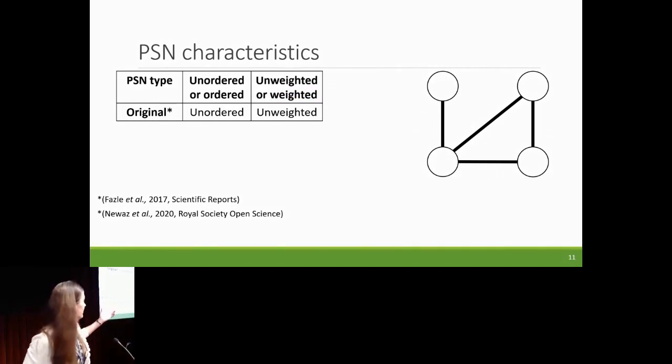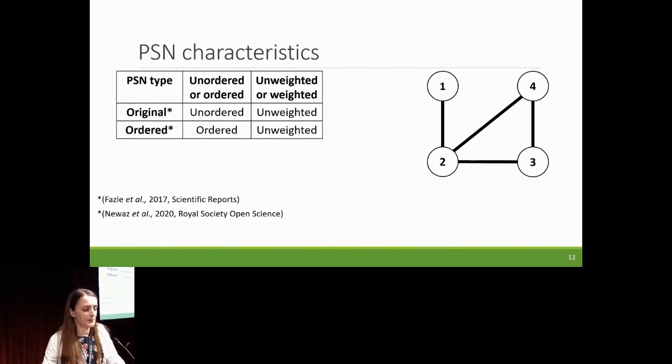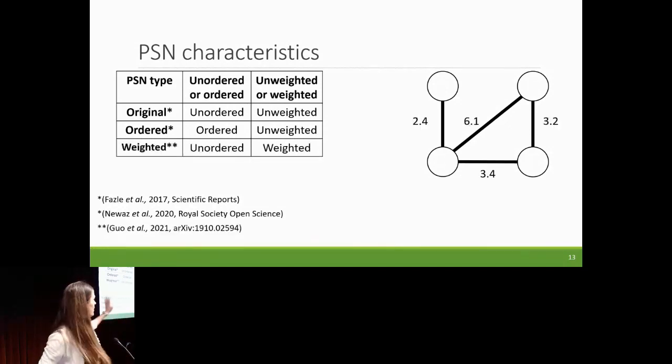Original PSNs are unordered and unweighted, and that's our paper from 2017, and that's how people have traditionally modeled PSNs. Ordered PSNs are ordered, although unweighted. Weighted are unordered and weighted, and there is currently no ordered weighted because there are exponentially many possible things you have to account for. So that does not exist yet.